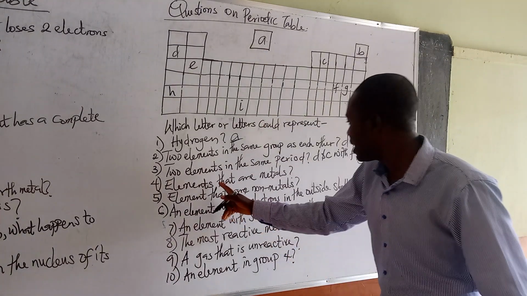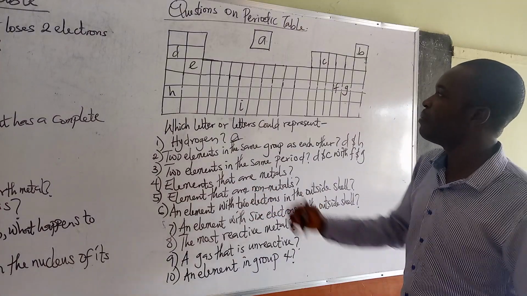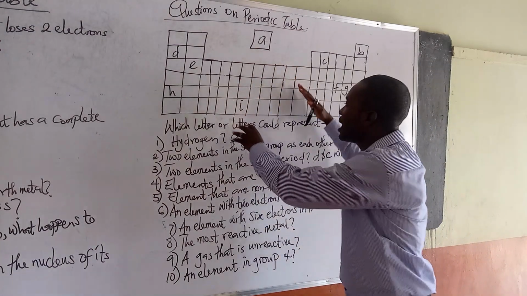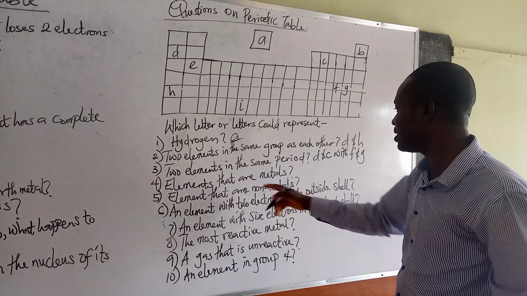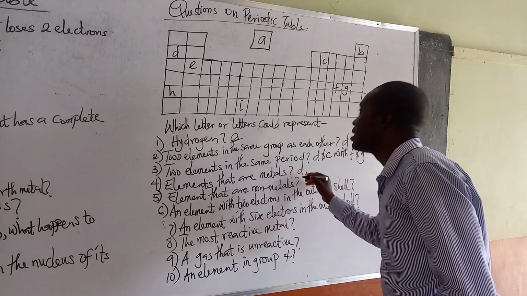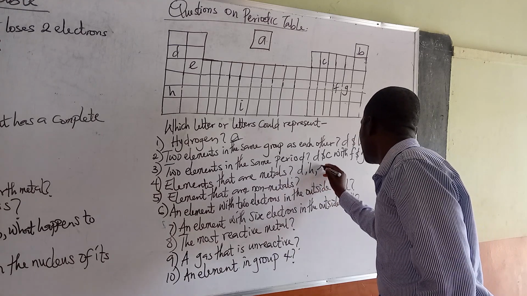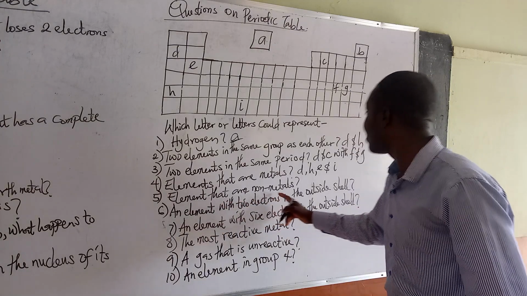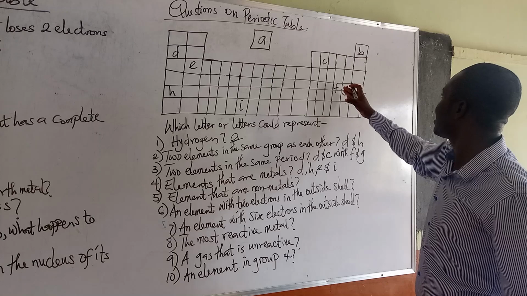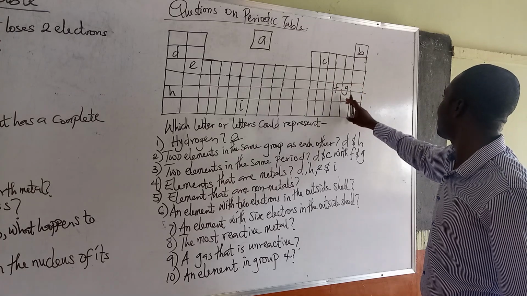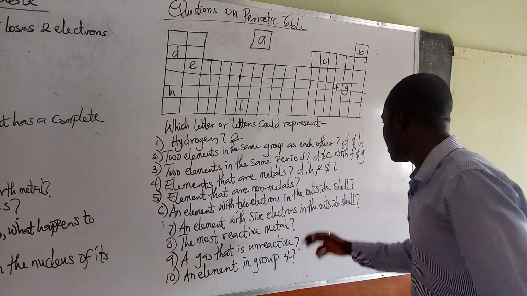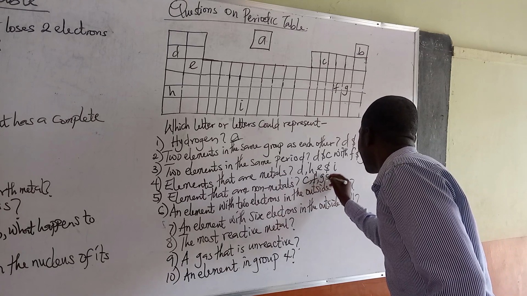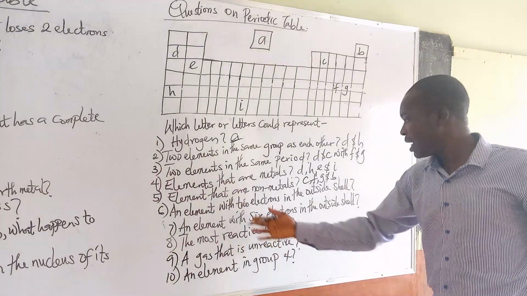Now let's continue. Elements that are metals. Remember, elements in group 1 are metals, group 2 are metals. These middle ones are transition metals. So elements that are metals are D, H, E, and I. Elements that are non-metals, you can see non-metals here: C, F, G, and B. Those ones are non-metals.